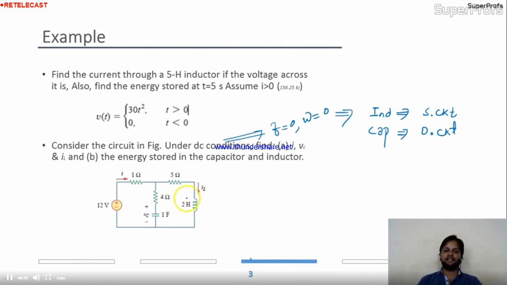So they are saying in the DC condition, find I, VC and IL. Where is the I? Here is the I. Where is the VC? Here is the VC. Where is the IL? Here is the IL. Is it okay? And then the energy stored in the capacitor and the inductor. This is a good question. I'll take it on the next page.